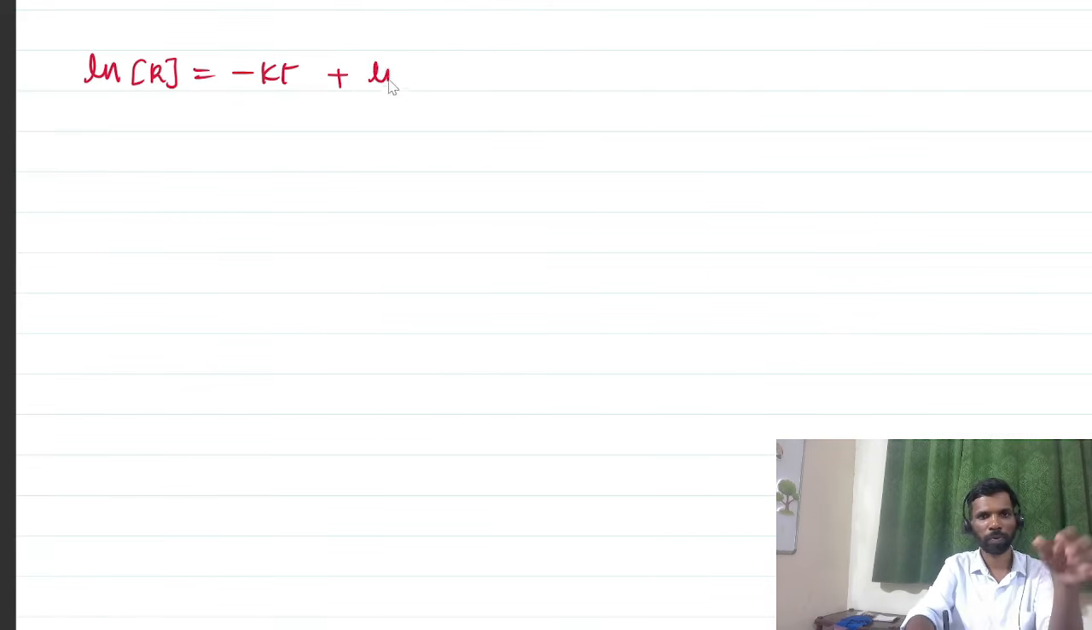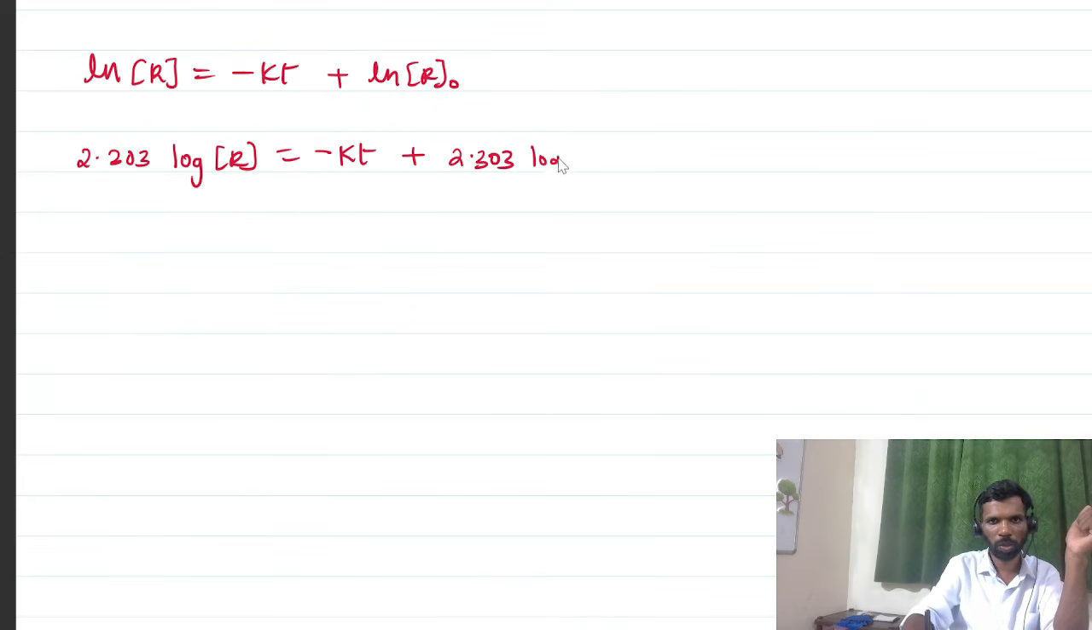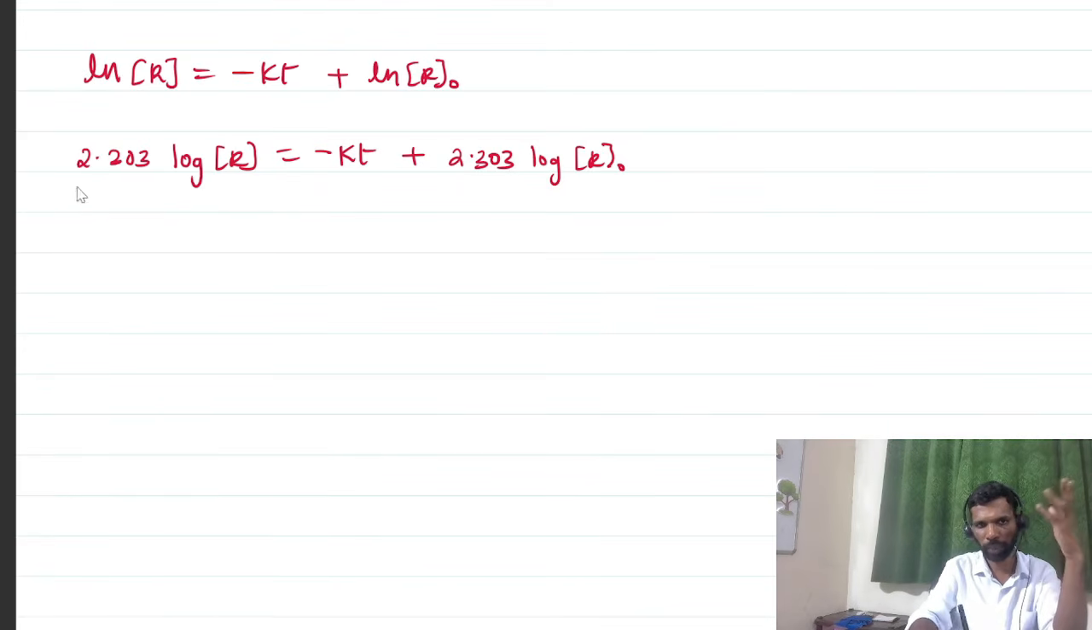Okay, we'll slightly modify this equation first. ln r is equal to minus kt plus ln r0. So when we convert natural logarithm to log, I'll write this as 2.303 log r is equal to minus kt plus 2.303 log r0. Now I want to get rid of this 2.303, so I'll divide the whole equation by 2.303.